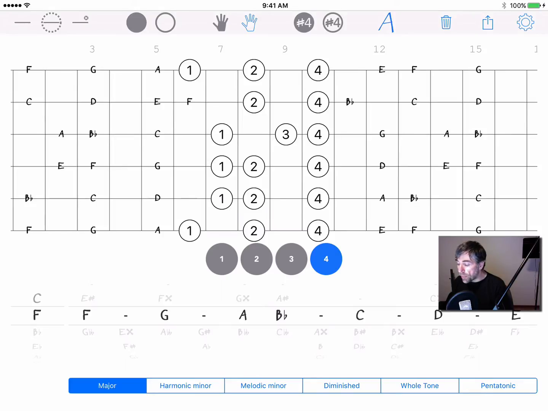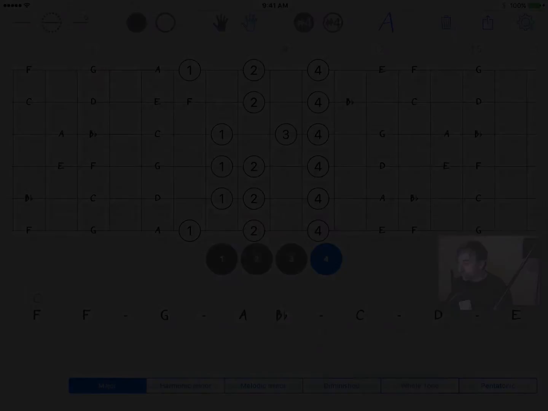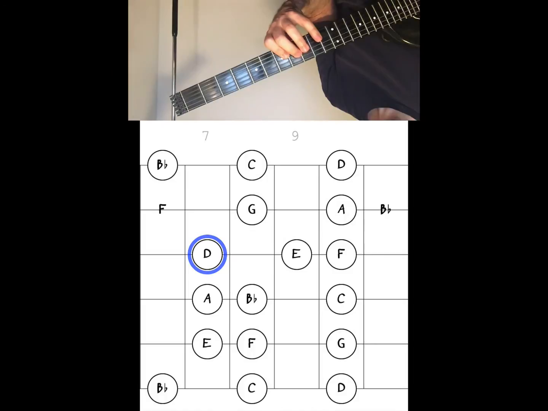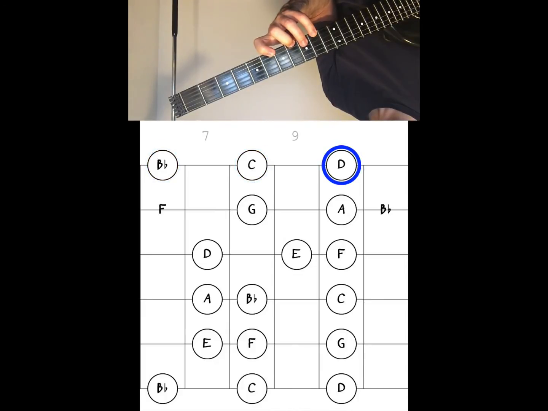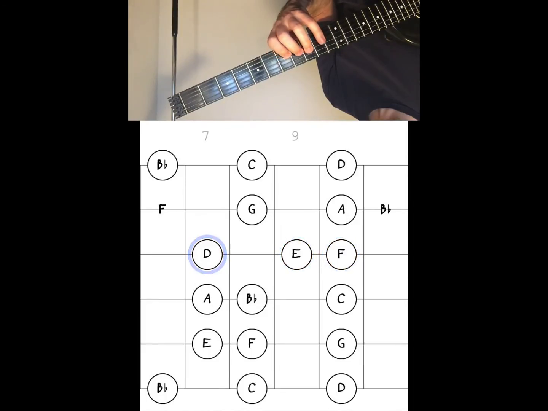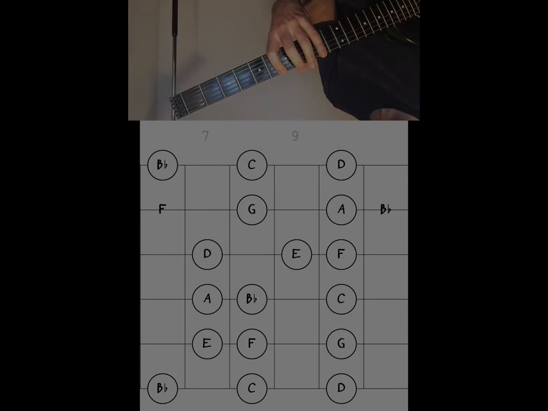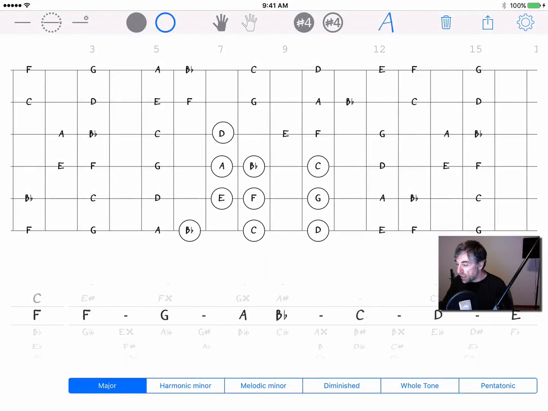So let's take a look at the playing example for this one, so you get an idea of how it's going to look when it moves and kind of how it sounds. So that's how you would basically play it, ascending, descending, just so you can practice where the notes are.